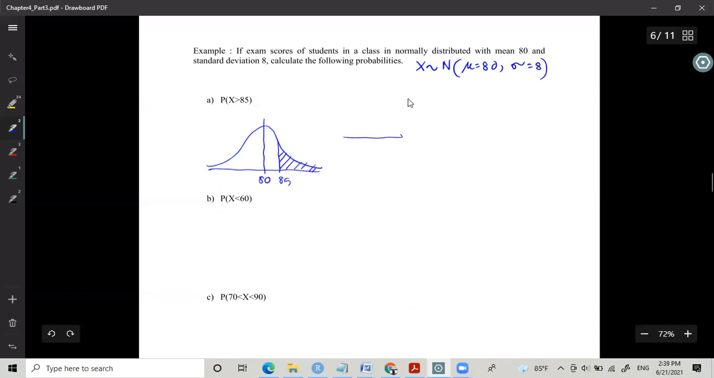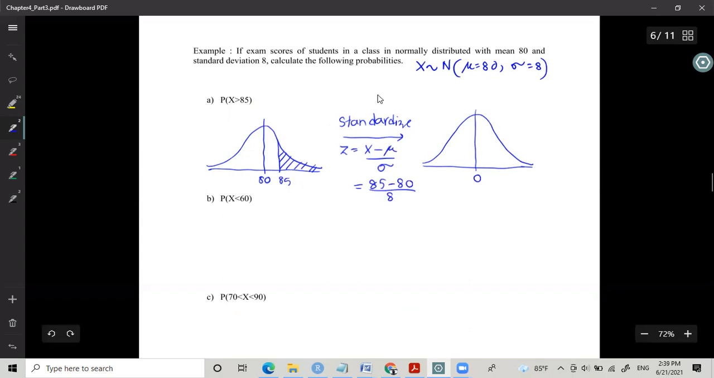So what do you do? You have to first transform it to the standard normal distribution. Then you can read the table. Standard normal distribution is symmetric about 0. How do you standardize? You find the Z score for this limit 85. So what is the Z score? X minus mu over sigma. That is the standardization. Your X is 85, mean is 80, it is given, sigma is 8. You do this calculation.